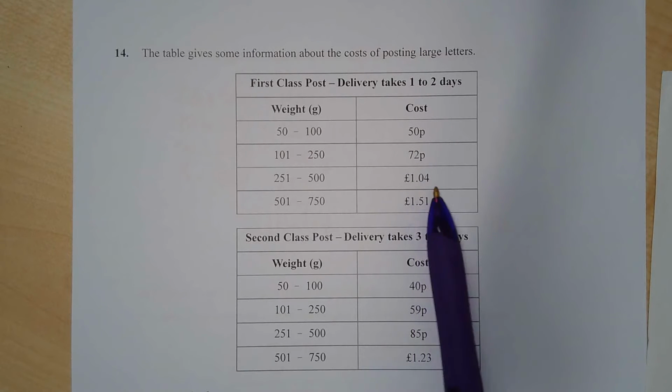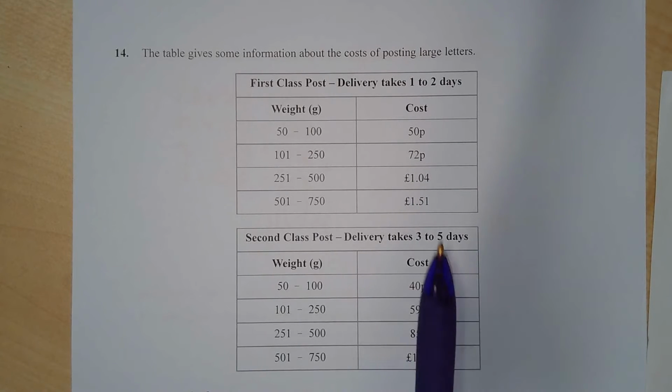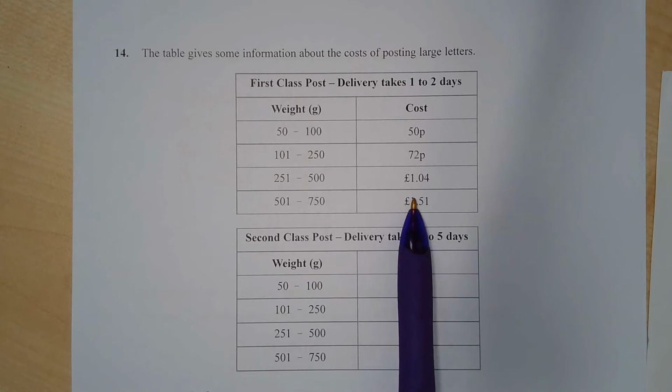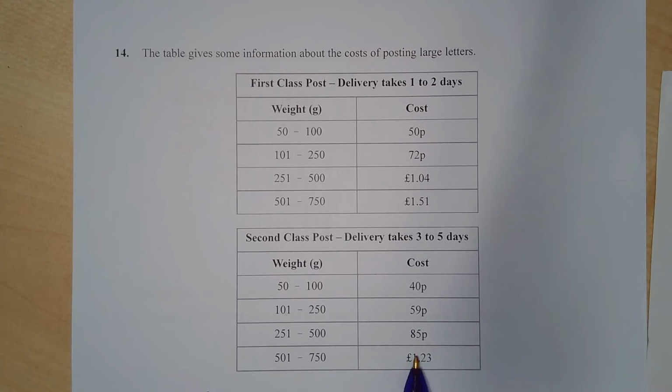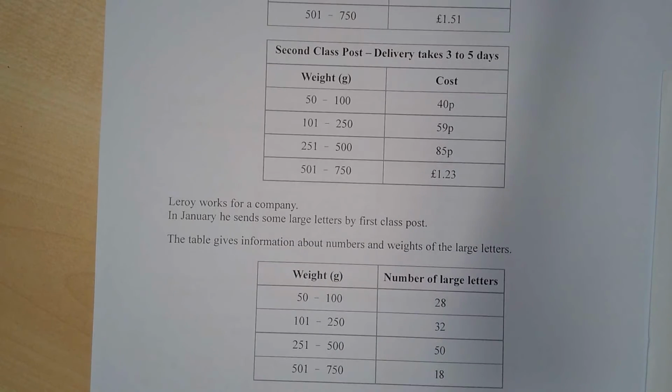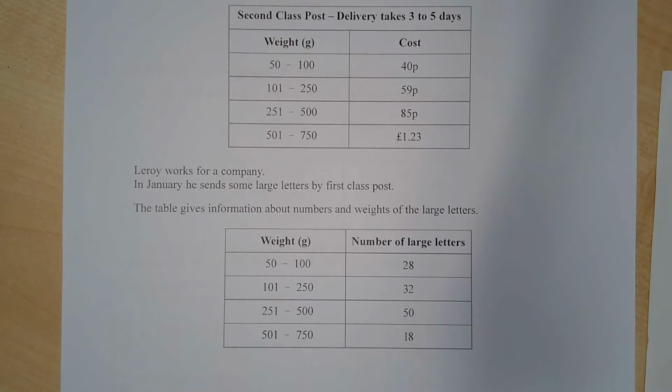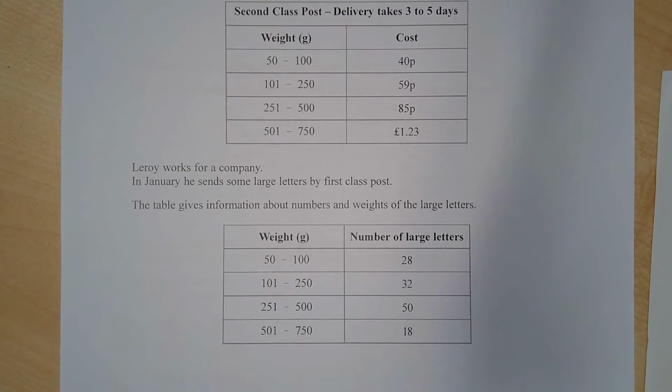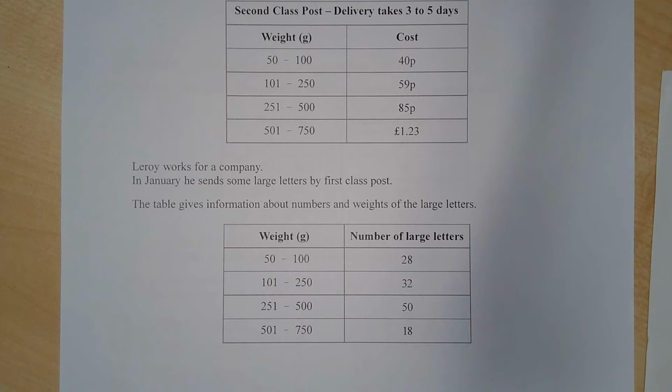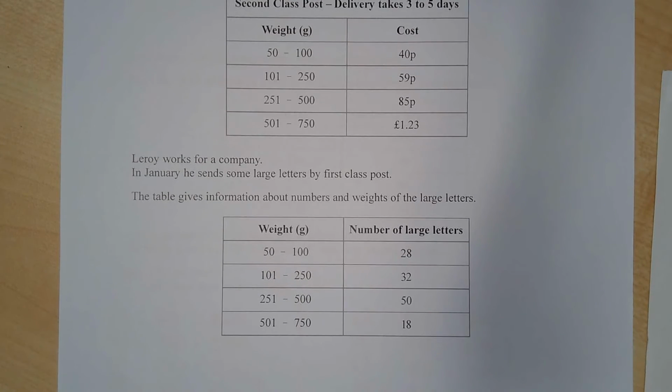It costs more to send something that's heavier through the post, and that's going to be much faster doing first class. So all of these cost more than these. You'll notice these costs are a little bit cheaper because this is for the second class post. Now on top of this information we've got the following, which is down here. It says Leroy works for a company and in January he sends some large letters by first class post. The table gives information about numbers and weights of the large letters. Okay, so these are the letters that he wants to send.